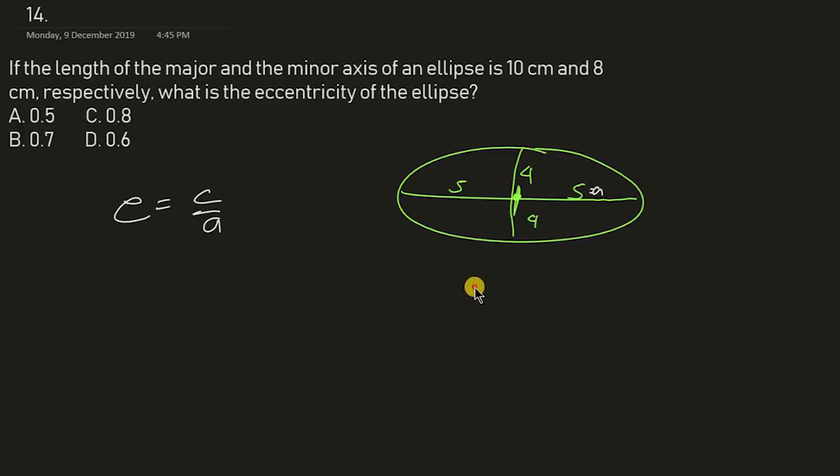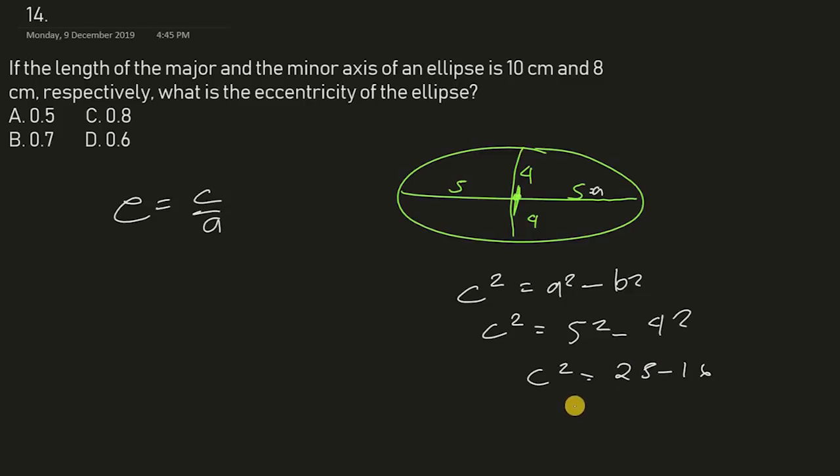Again, wala ako niyan. Pero I can solve it using the formula c squared is equal to a squared minus b squared. Bakit minus? Kasi ellipse. Kapag hyperbola, plus yan. So, substitute: a is 5, so that's 5 squared minus 4 squared. C squared is equal to 25 minus 16. C is equal to the square root of 9. C is therefore equal to 3.